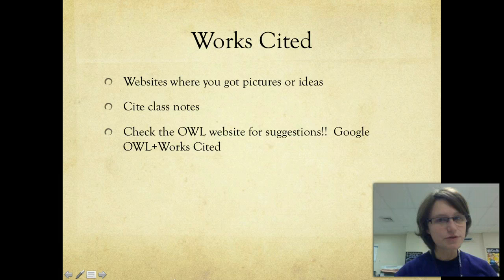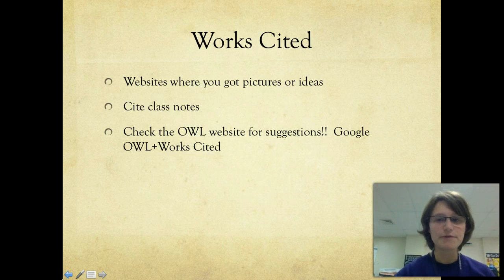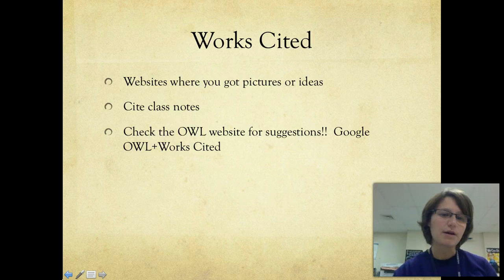Just if you're not sure how to do a works cited, especially with class notes and stuff, just go to the OWL. It's the online writing lab through Purdue University. It's a wonderful website. So if you just Google OWL and works cited, you should get a link pretty quick.